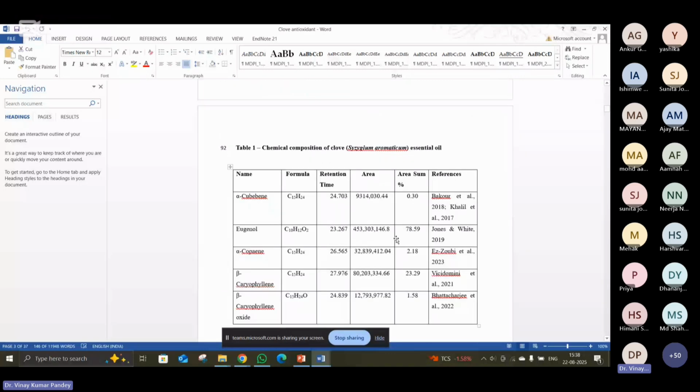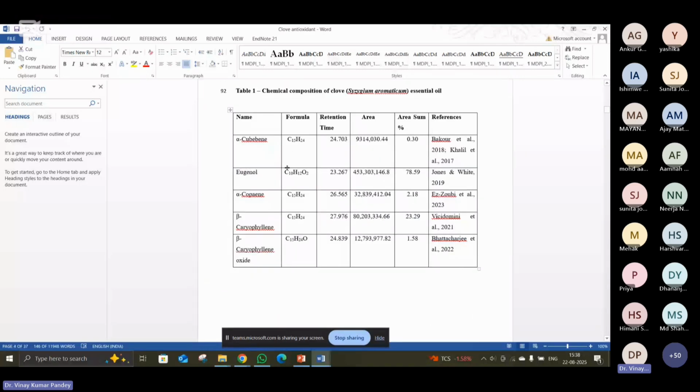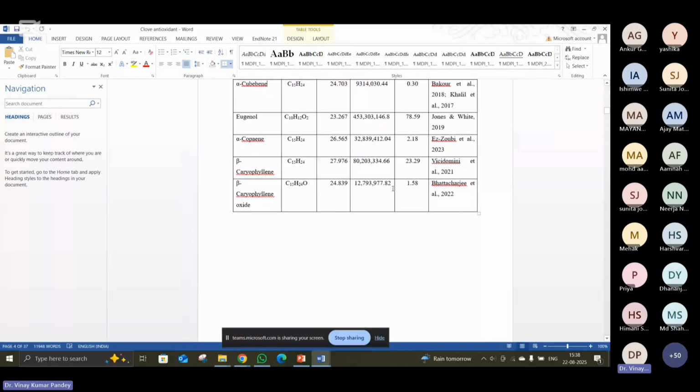See, this is a table. This is how I have represented the name of the compound, formula, retention time, area, and references. In a review paper, you should always add references. In every column, in every row, you have to use references.